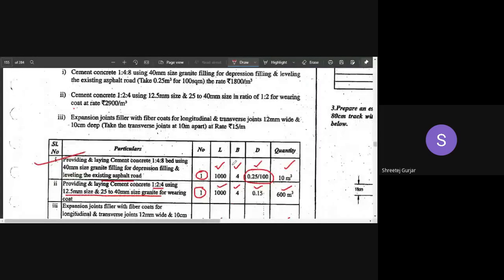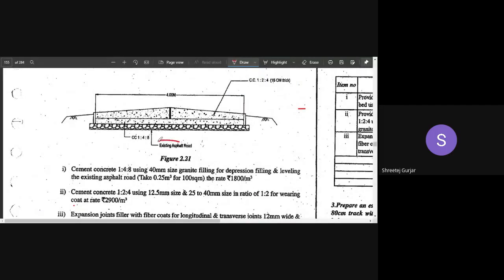This depth, 0.25 by 100, is for the existing asphalt road. I think I had mentioned it is for the CC road, but it is not for the CC road. This depth which we have calculated as 0.25 by 100 is the depth for the existing asphalt road.